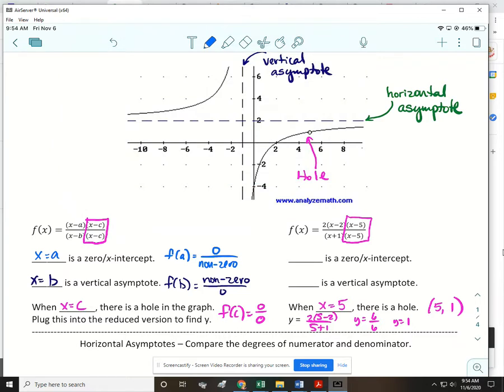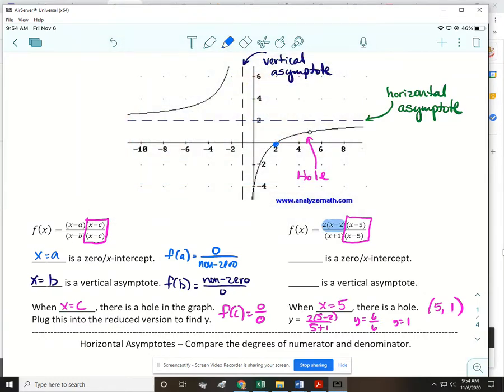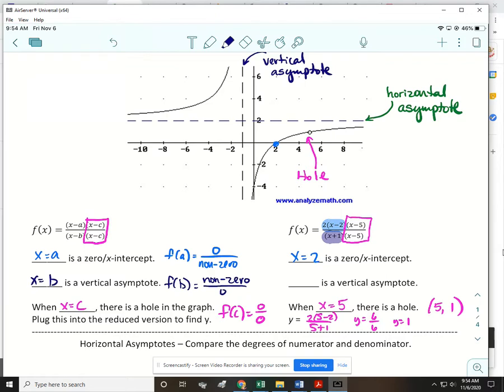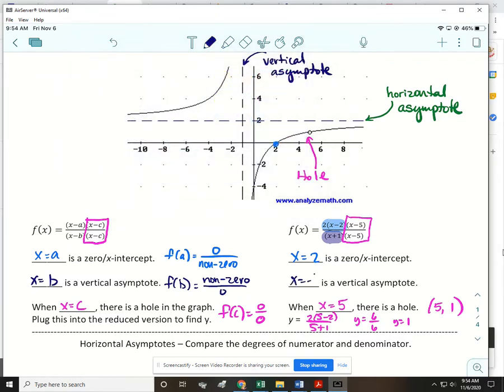For the 0 or the x-intercept, we can already tell that it's right here. That's our 0 or our x-intercept. And that comes from this factor right here, x minus 2, not the actual 2, just the x minus 2. X equals 2 is a 0 or an x-intercept. And then for our vertical asymptote, we have this factor here that's not in common. So x equals -1 is our vertical asymptote.